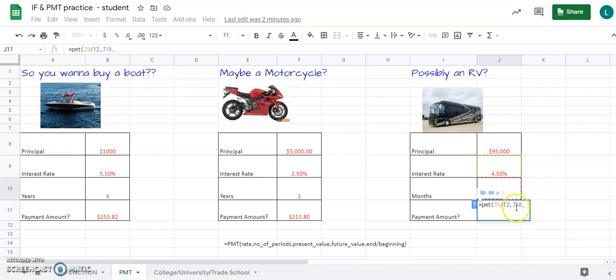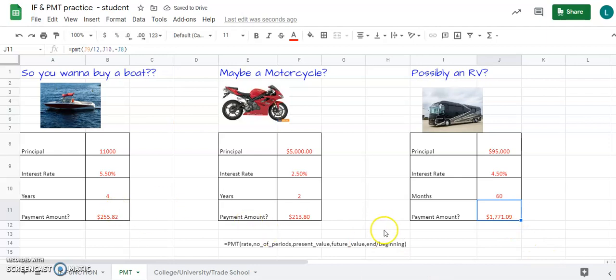So now we have J9 divided by 12, comma J10, and then the last part, present value, that principal balance. We're purchasing this RV for $95,000, so we'll click J8. I forgot to put the negative sign before I clicked J8, so I'll just click in front and hit the negative sign. Go to the end, close my parenthesis, and then you can see for 60 months, meaning every single month, you're going to pay $1,771.09. And if you think that's a very large RV payment or car payment, you're absolutely right. Whoops. Let me change this back to 60.